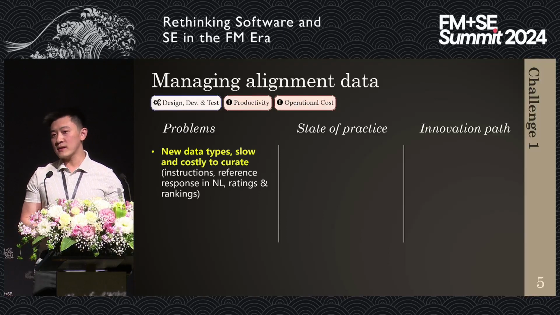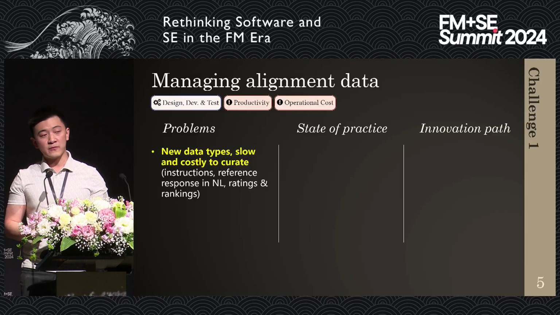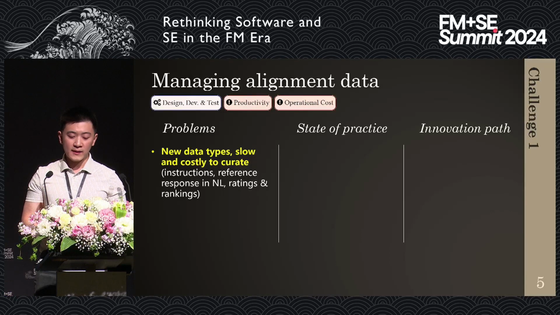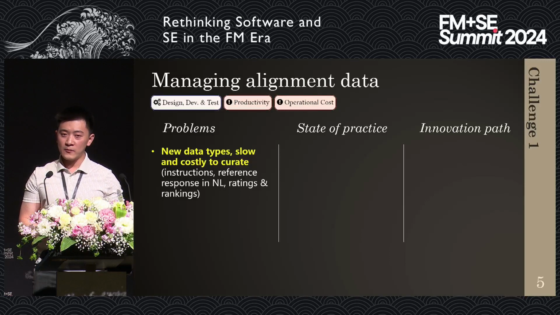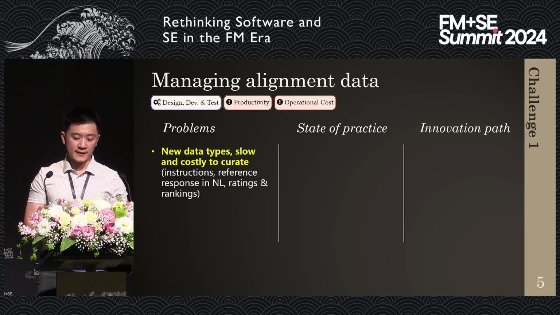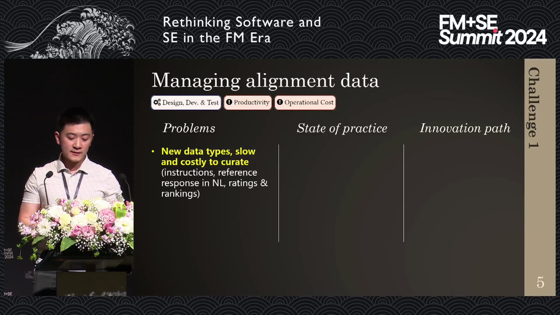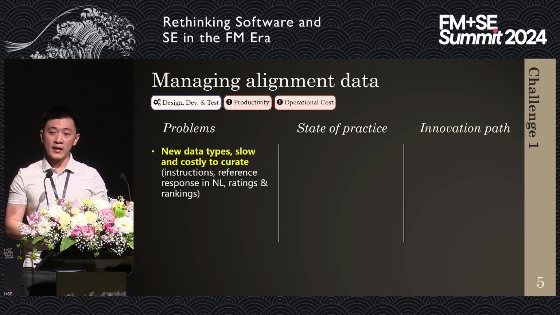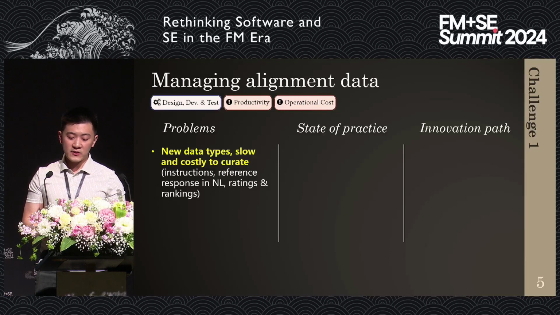So why is managing alignment data challenging, and how is it different from neural-aware? The issue is that to align a foundation model, we are facing a lot of new types of alignment data, including instructions, reference responses curated by humans in natural language, and all the ratings and rankings provided by humans, all of which lack engineering practices for how to curate and manage efficiently.